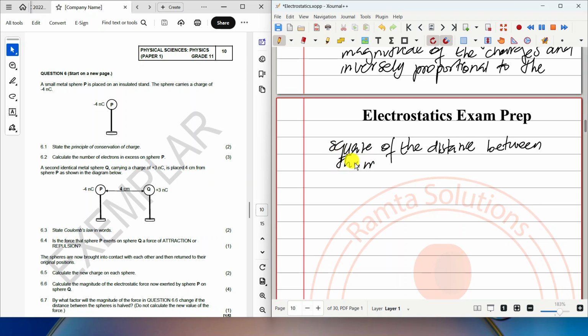I know others prefer "magnitude of the electrostatic force exerted by one point charge on another point charge," indirectly. It's okay. It's still the same thing. Okay, guys? Perfect.